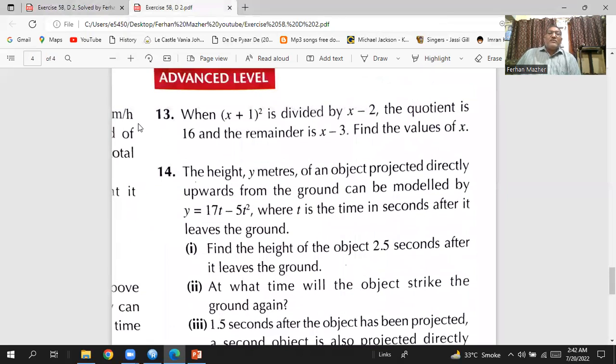So we are on question number 13. It says, when (x plus 1) whole square is divided by (x minus 2), the quotient is 16 and the remainder is x minus 3. Find the values of x.